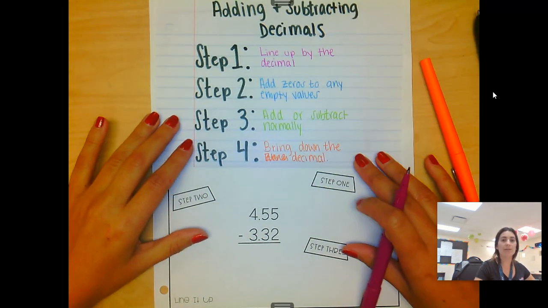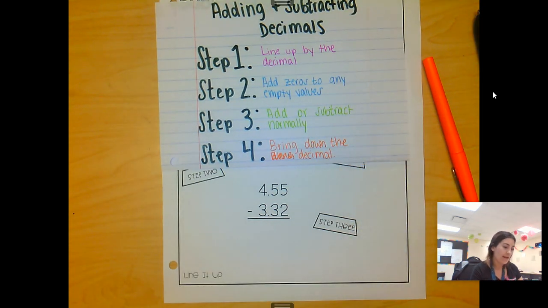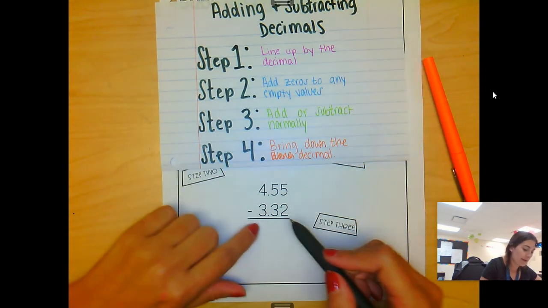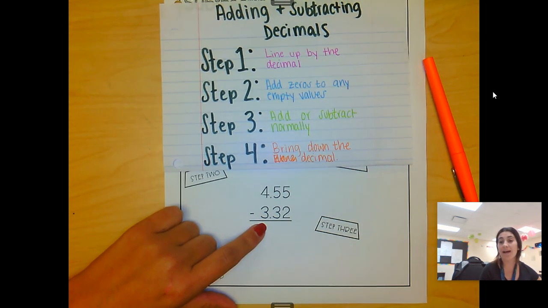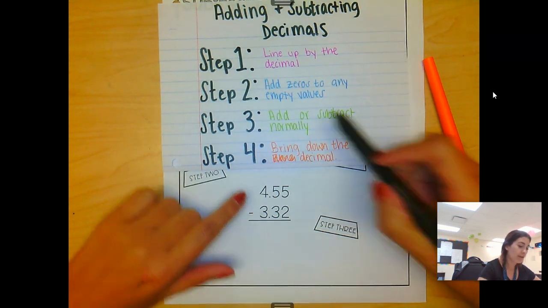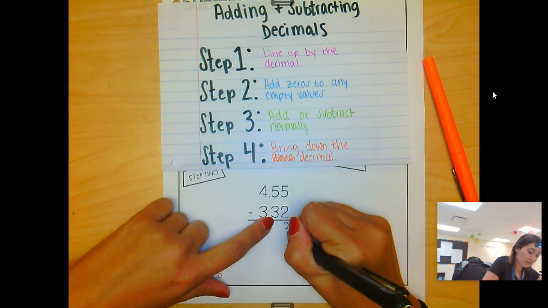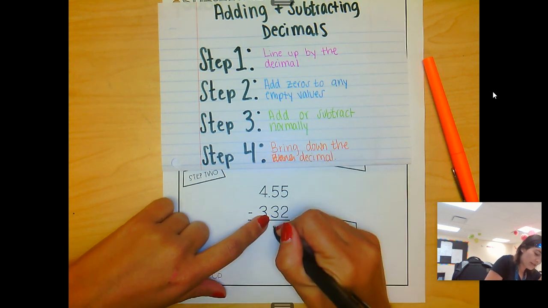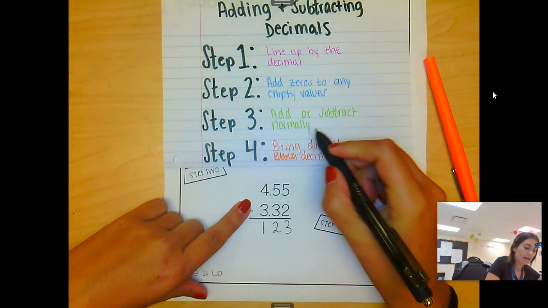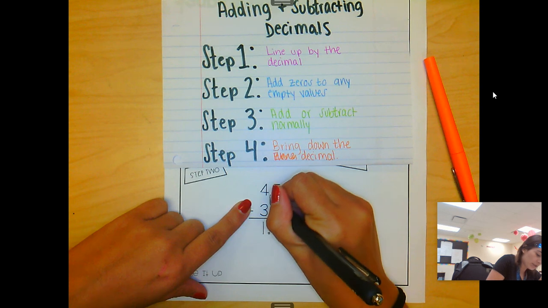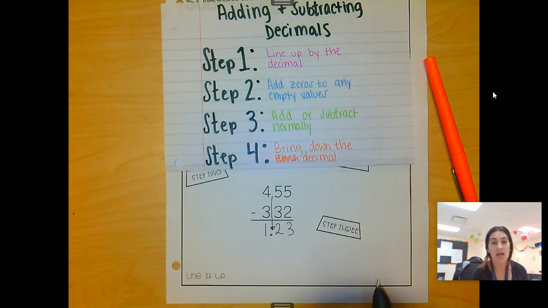So remember, adding and subtracting is actually the same steps, which is really nice. All right, so our first step is to line them up by the decimal. Done. Add zeros to any empty place values. In this case, we don't have any empty place values, so that's awesome. Add or subtract normally. So we're going to do 5 minus 2, which is 3. 5 minus 3, which is 2. And 4 minus 3, which is 1. Our last step is to bring down the decimal, so we're going to just bring it straight down, pretend there's an arrow there, so it would be 1 and 23 hundredths.